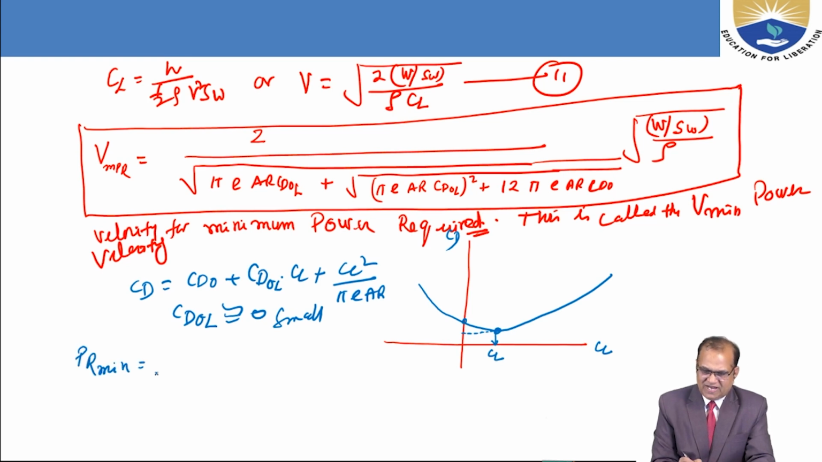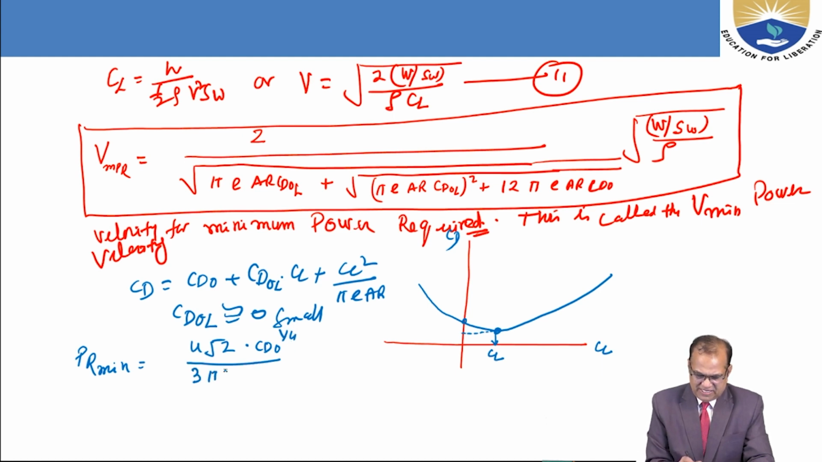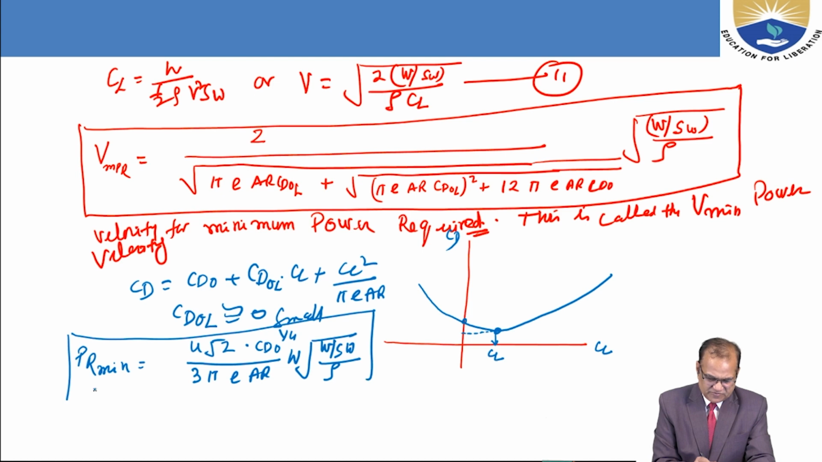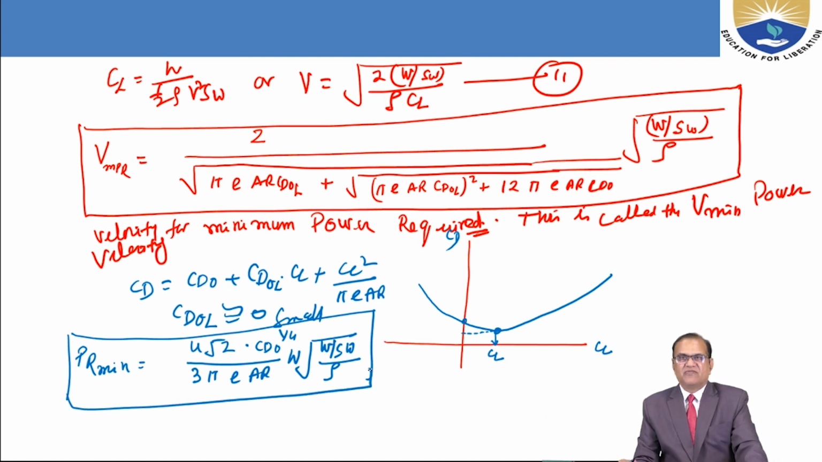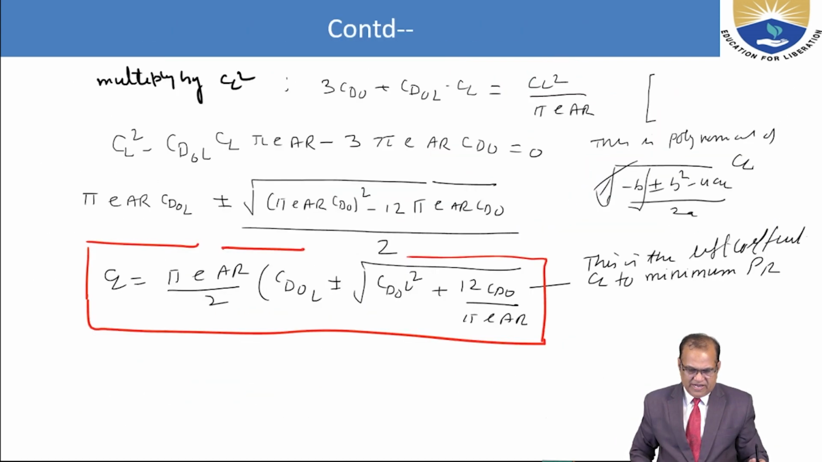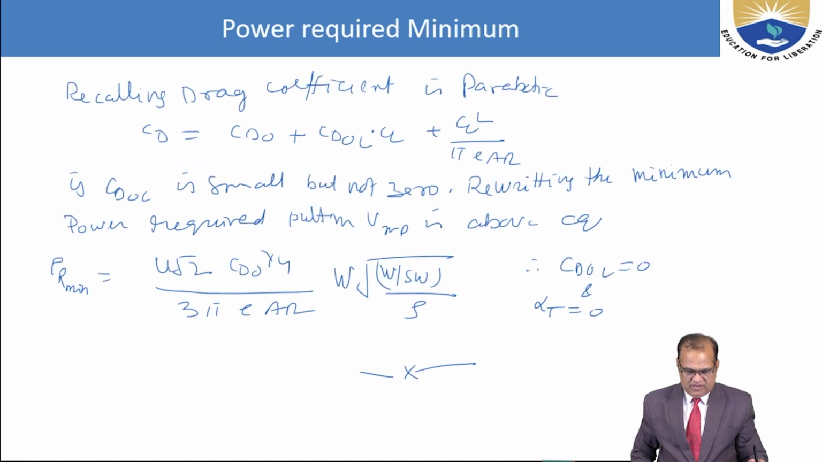for P R minimum, then we will get this equation as 4 under root 2 into CD naught to the power 1 by 4 divided by 3 pi E aspect ratio, W whole under root W by S, W divided by rho. So this is the equation for minimum power required of the given condition. So this I have done. Now we will go to the next.